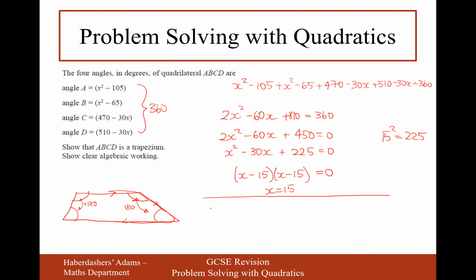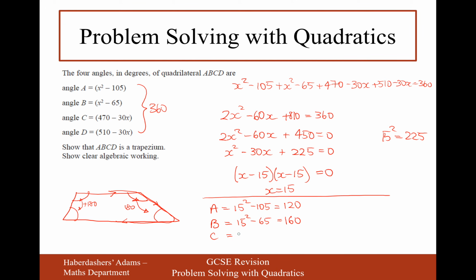Let's now work out what all the angles are going to be. Well, angle A is going to be 15 squared minus 105, which makes that 120. Let's just check that. 15 squared minus 105, yeah, 120. Angle B is going to be 15 squared minus 65. So it's going to be 40 bigger than the previous one, so that's 160.